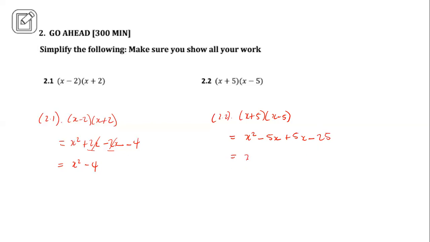And therefore here we're going to have x squared. These are like terms, and it's negative 5x, positive 5x. They're going to give us 0 and then negative 25. And therefore this will be the difference of two squares of these two brackets over there.